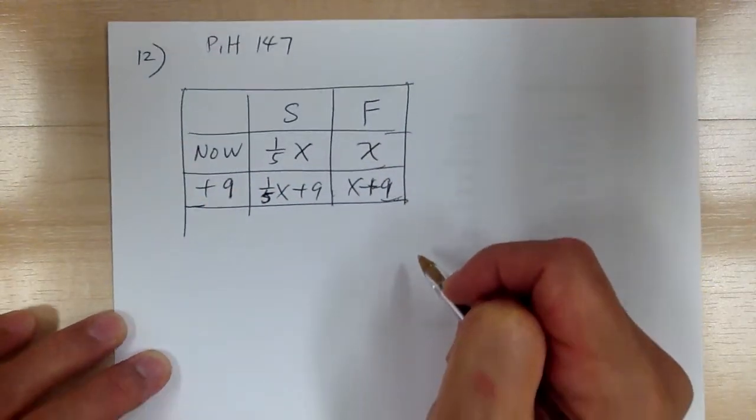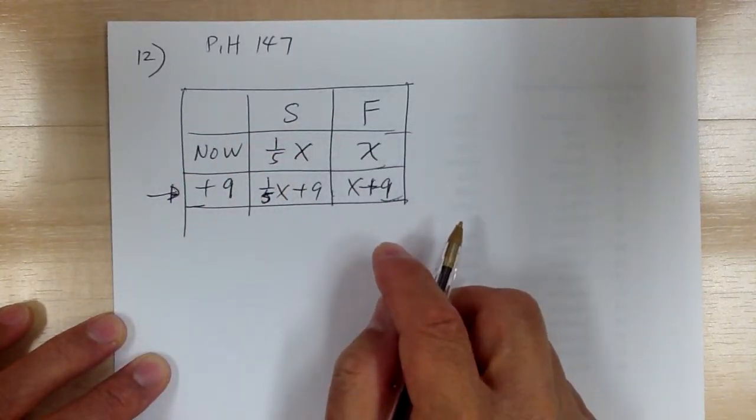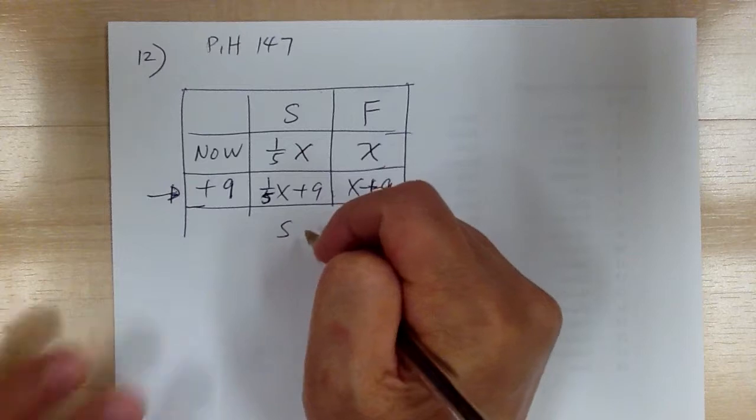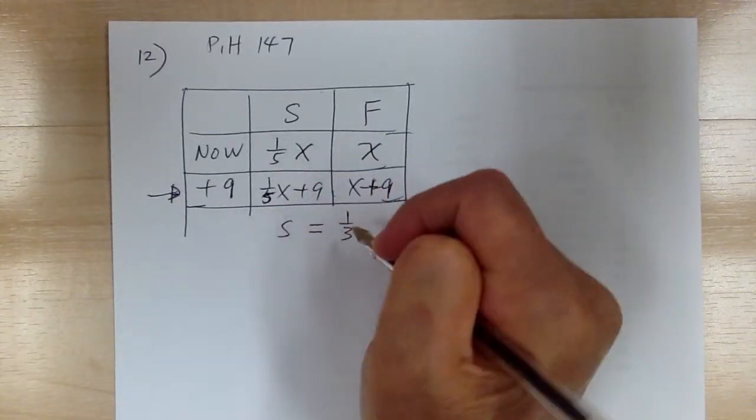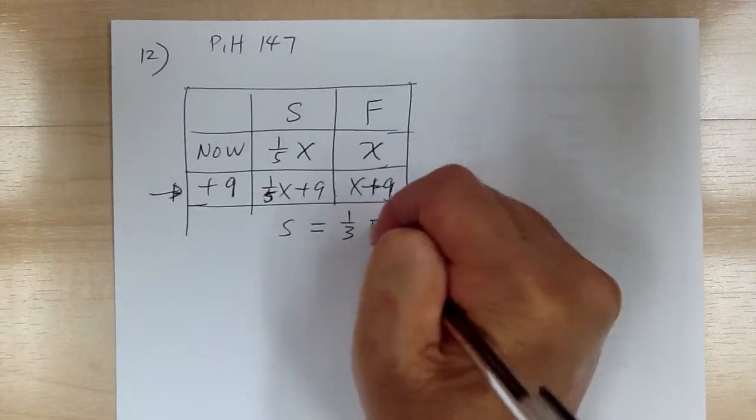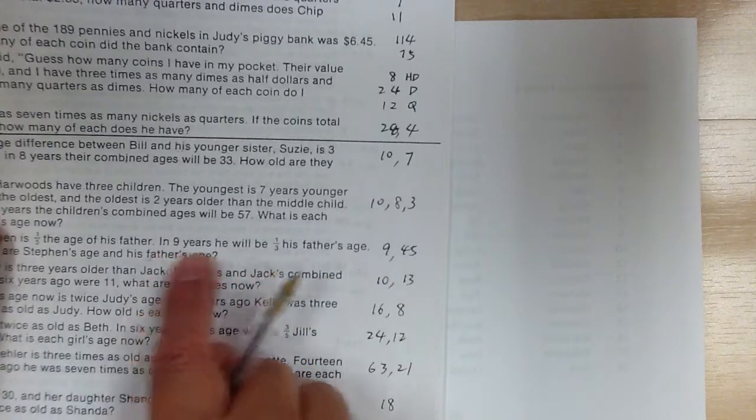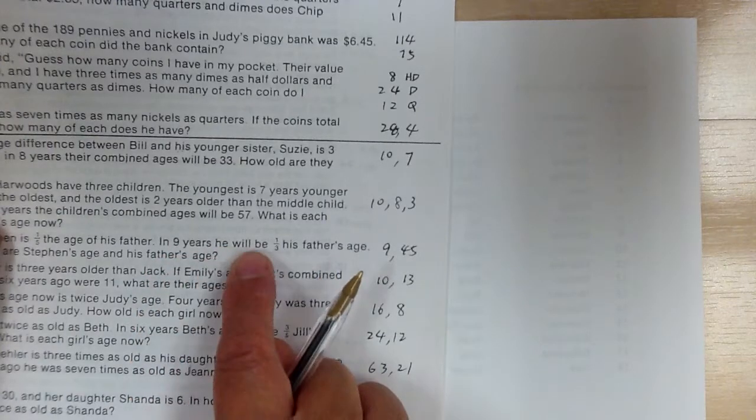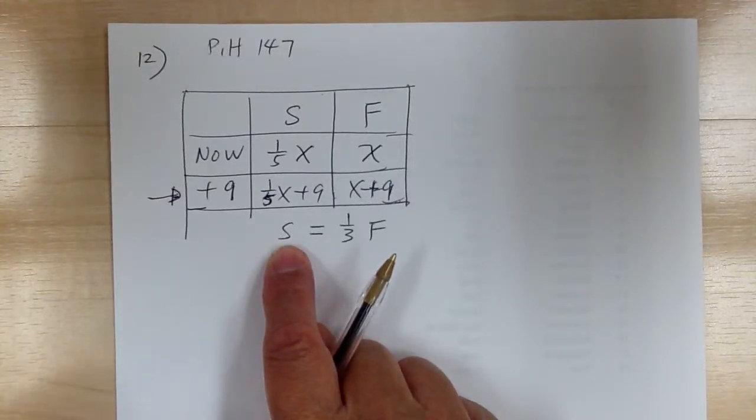Now let's read the next sentence. It says in 9 years, means you're looking at this column over here when you substitute. It says he, so that's Stephen, right? He will be, means equal. 1/3 means 1/3 father's age. Right? So you just write down exactly what I said. So in 9 years, he, that's S, will be, is a future tense of is so equal, right? So S equals 1/3 F, right? So that's how you translate. Again, translation is very simple. You just write down exactly what it says.